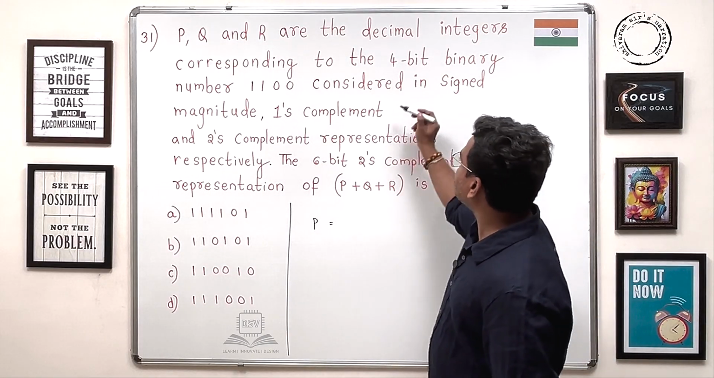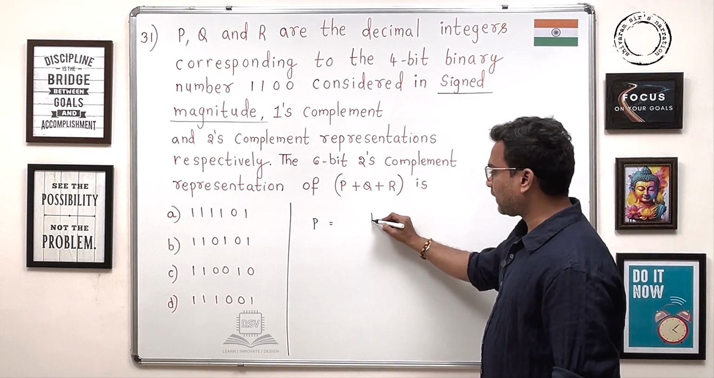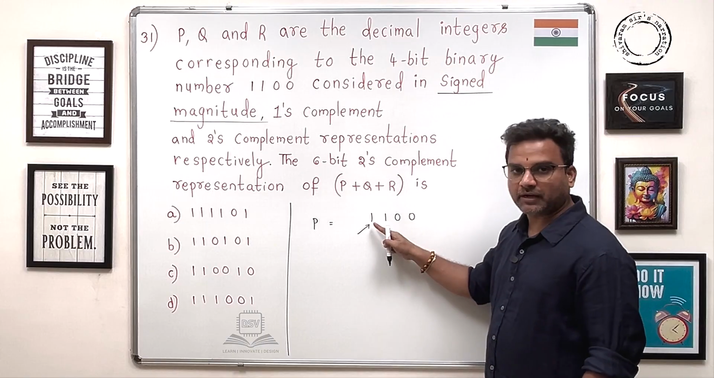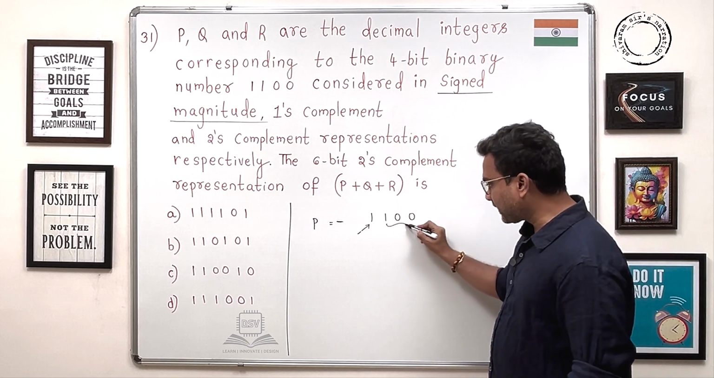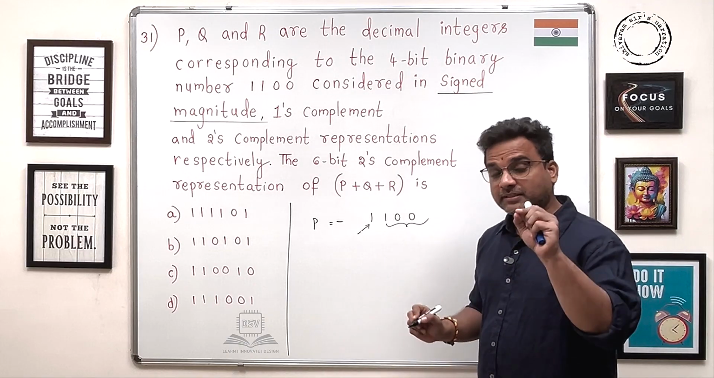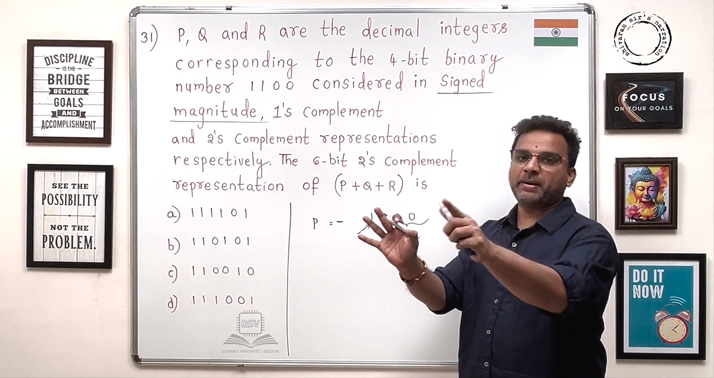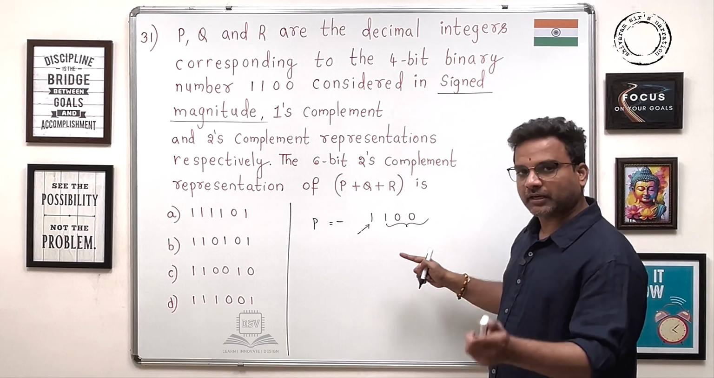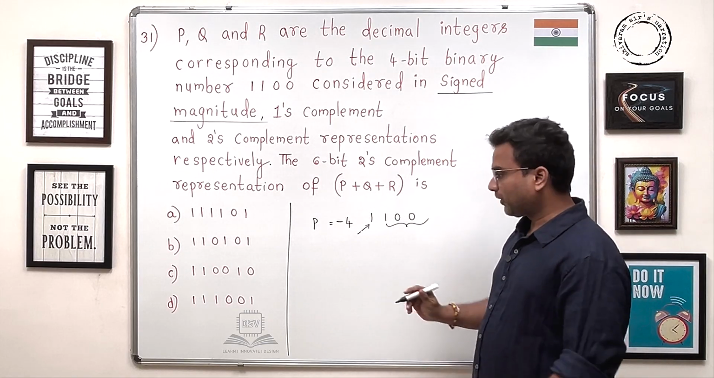They said P is the sign magnitude representation. Therefore, if it is 1100, the MSB represents the sign bit. It's 1, which means it's a negative number. And you take the magnitude, because usually in sign magnitude representation, the MSB is the sign information and the remaining bits represent the magnitude. That's the procedure. Fine. So the magnitude is 4 in decimal. It's -4. Done.